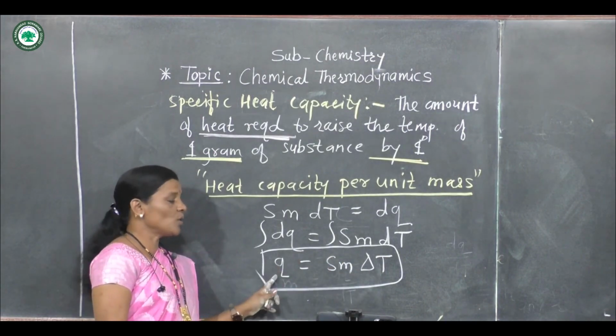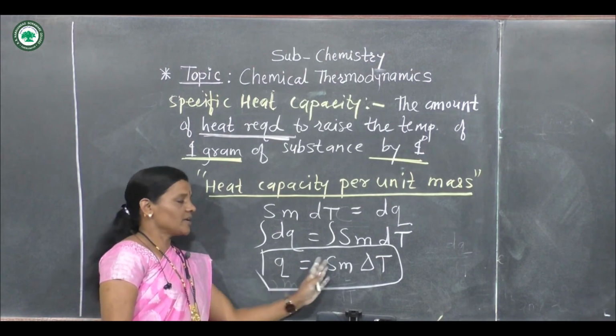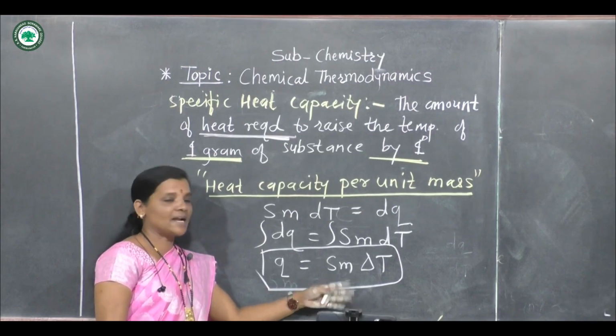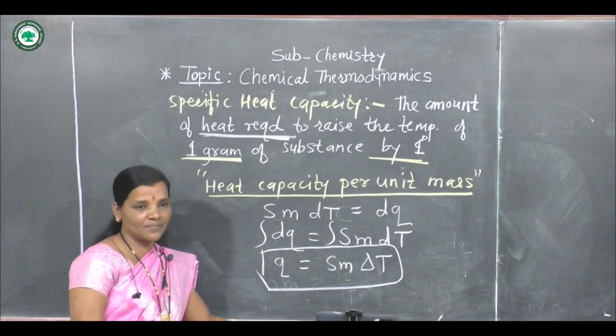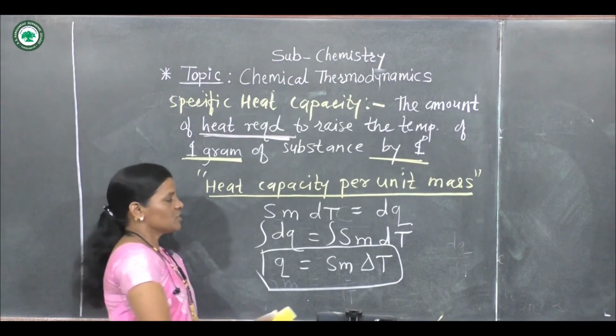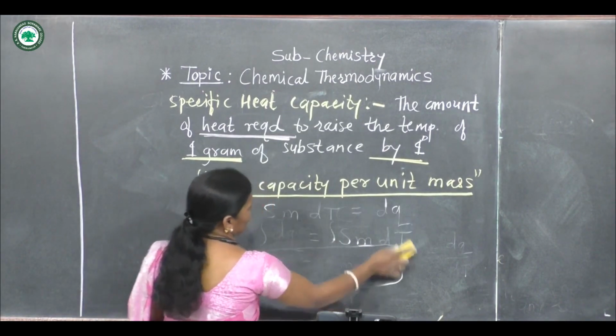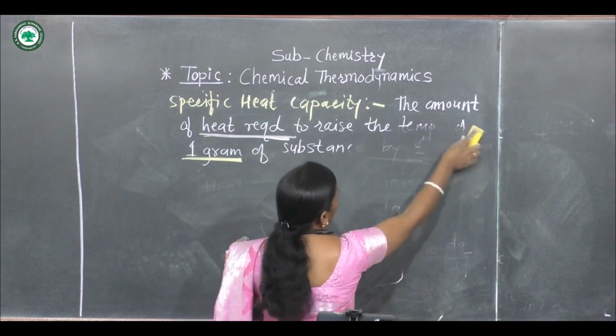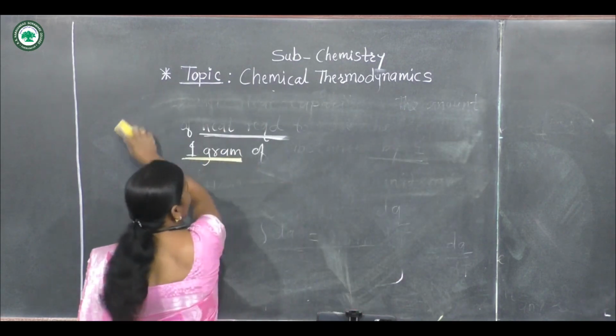What is this? Q is the heat required. Here S is the specific heat capacity. M is the mass, and del T is the temperature difference, which is nothing but T2 minus T1. Okay, so we'll consider the next concept, that is molar heat capacity.